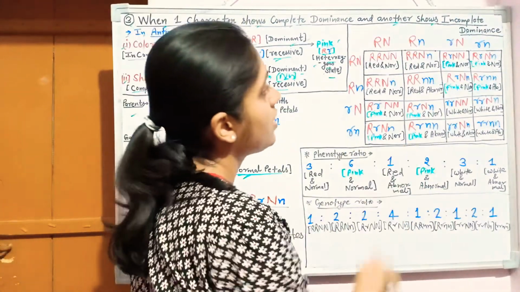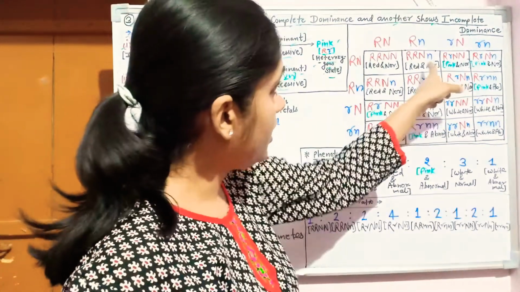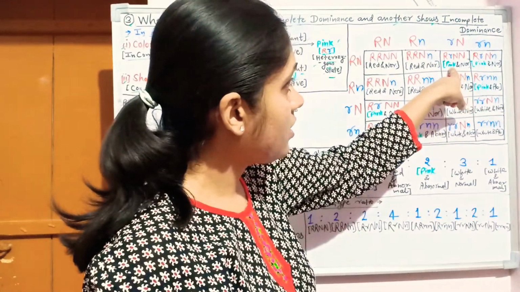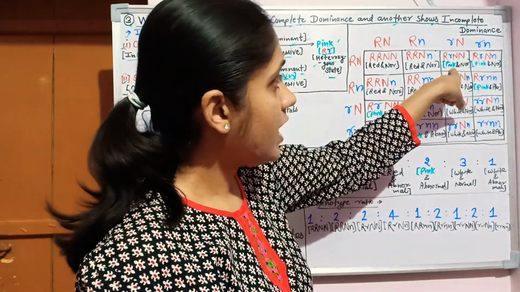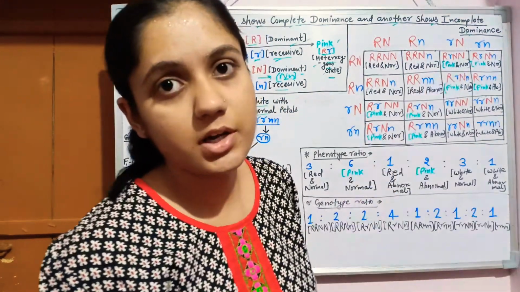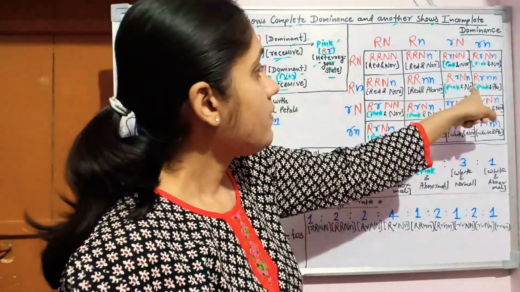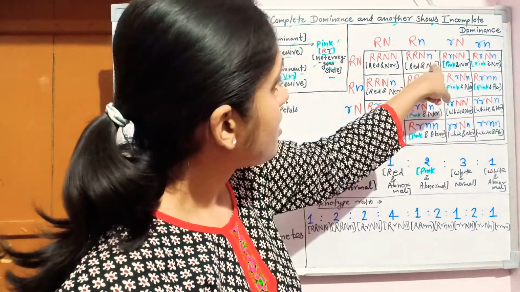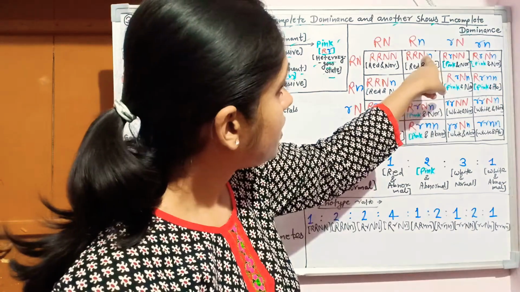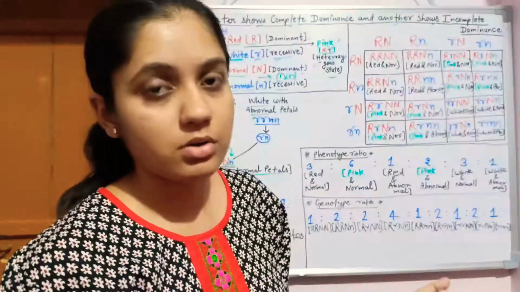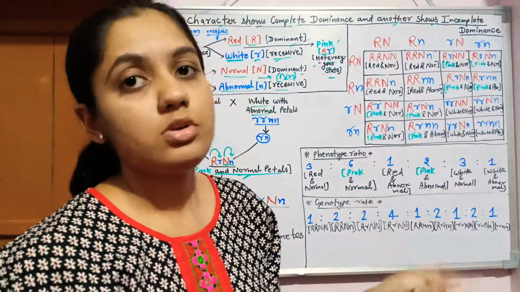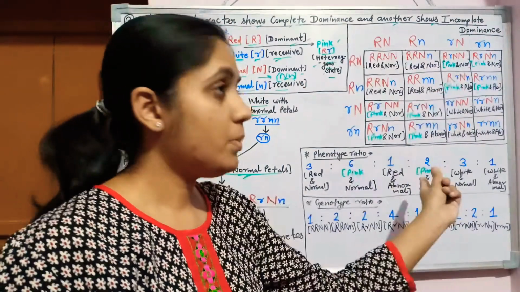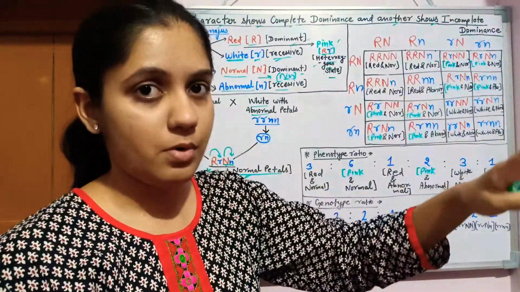Then in this you can see pink color flowers are produced when the heterozygous state is present. But when the heterozygous state is present here, the petals are normal, not intermediate. This is because of the different types of dominance, incomplete and complete.